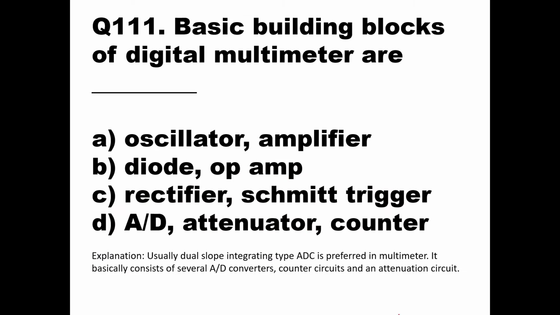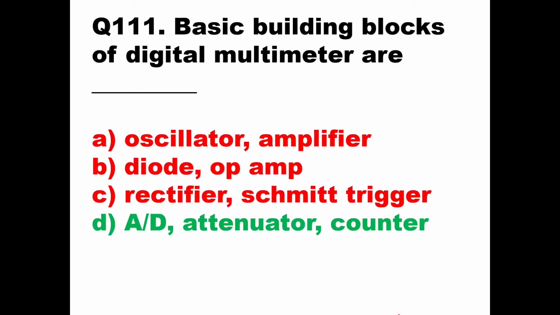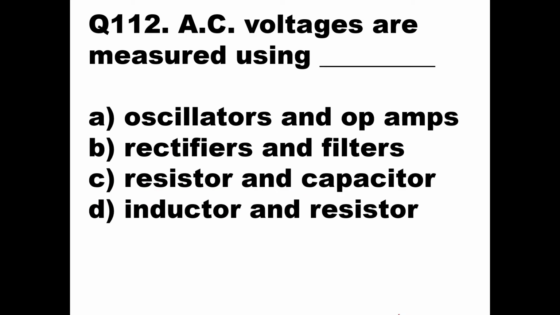Then we'll go to the next question, question number 111. Basic building blocks of a digital multimeter are. If you see these options, option D, that is analog to digital converter, attenuator and counter, are the basic blocks which are used in a digital multimeter. We have to convert analog to digital, we have to adjust the values by an attenuator, and we have to have a counter to count the clock pulses. So A to D converter, attenuator and counter are the basic building blocks of a digital multimeter. Option D will be the right answer over here. Then we'll go to the next question, question number 112.